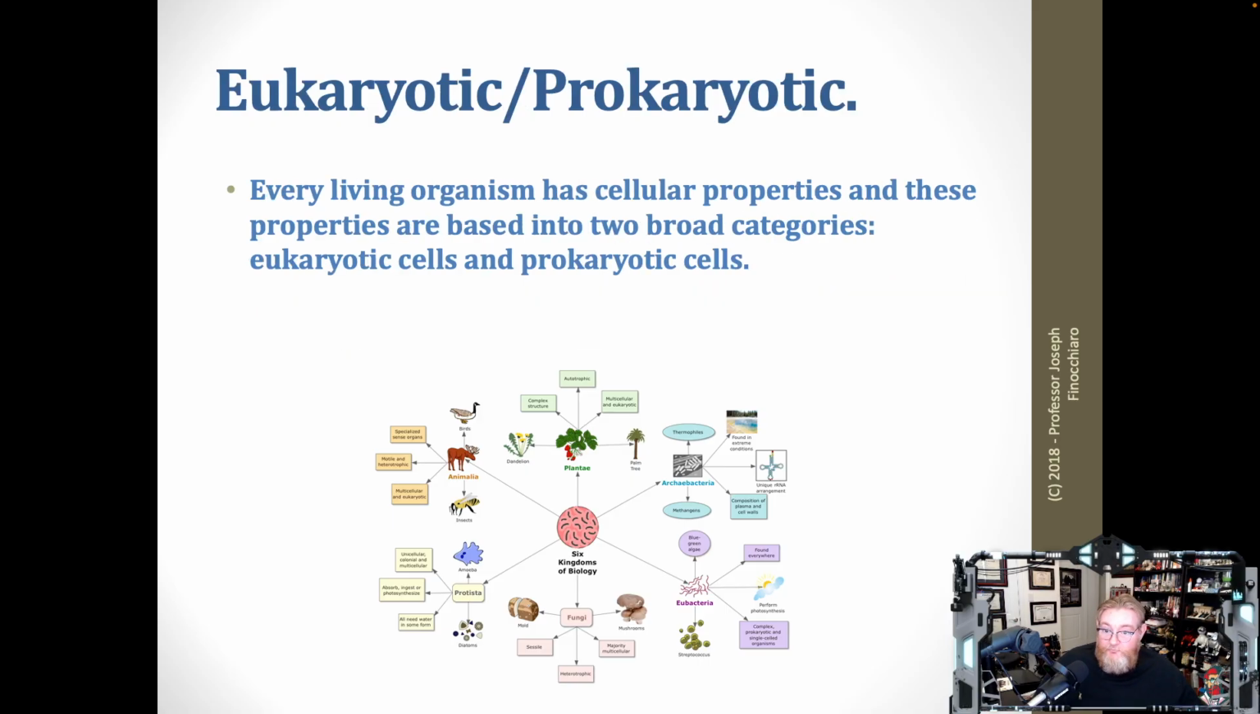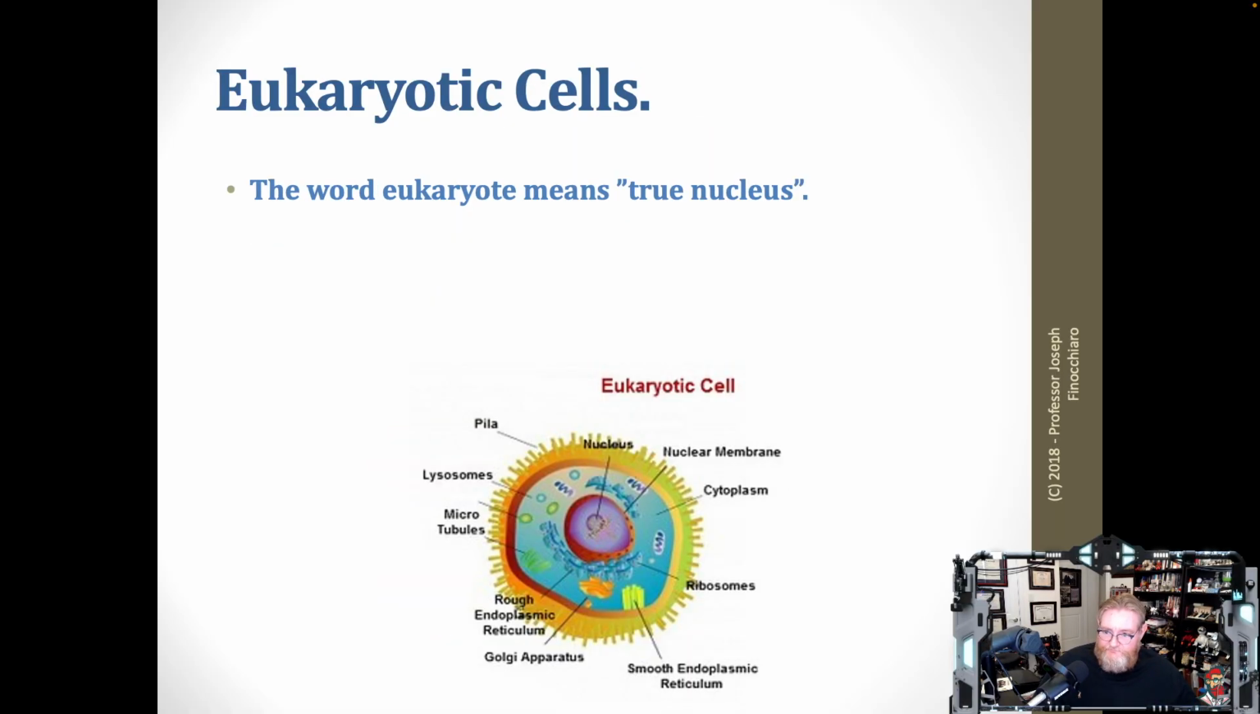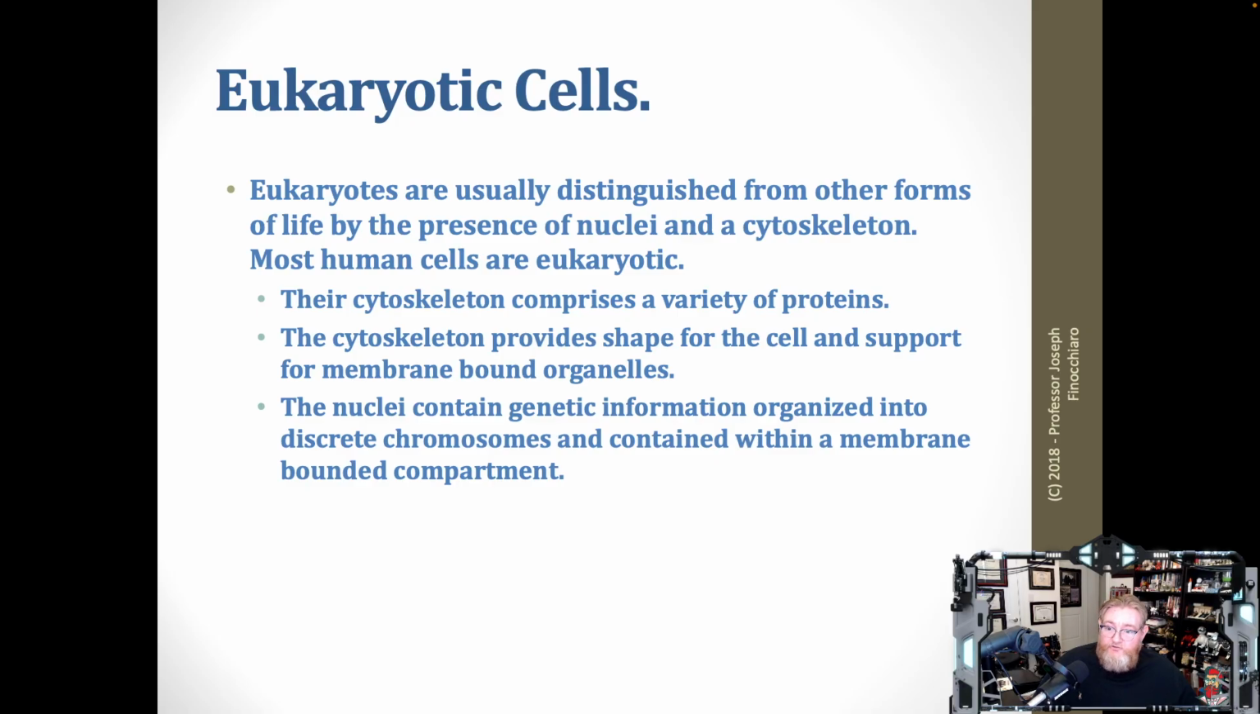Eukaryotic versus prokaryotic. Every living organism has cellular properties, and these properties are based into two broad categories: eukaryotic cells and prokaryotic cells. The word eukaryote means true nucleus. Eukaryotes are usually distinguished from other forms of life by the presence of nuclei and a cytoskeleton. Most human cells are eukaryotic. Their cytoskeleton comprises a variety of proteins.